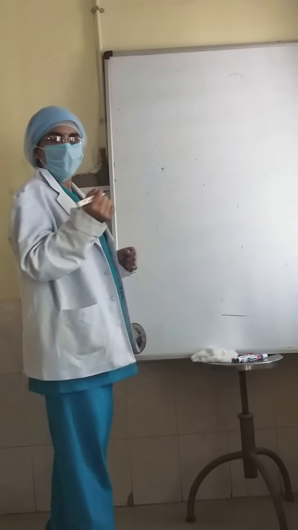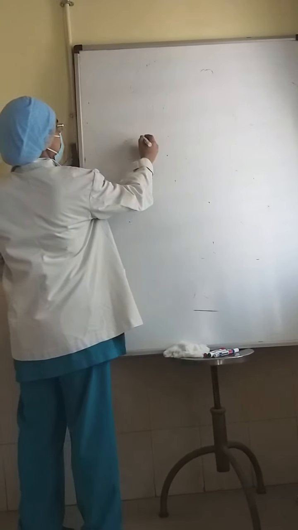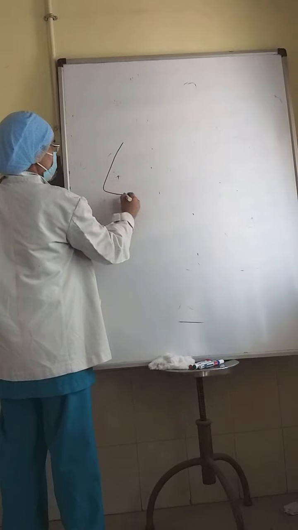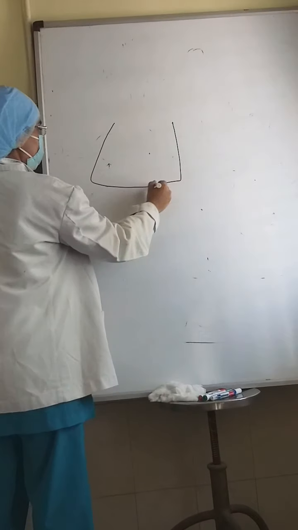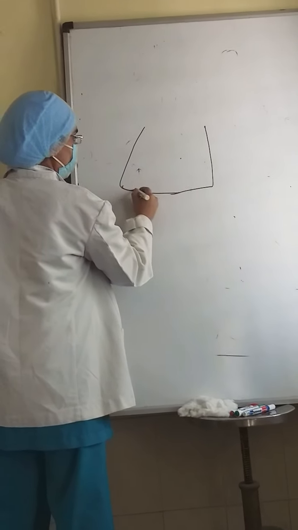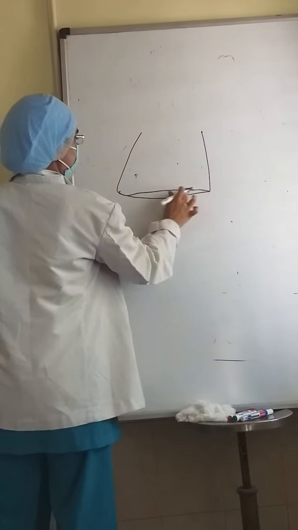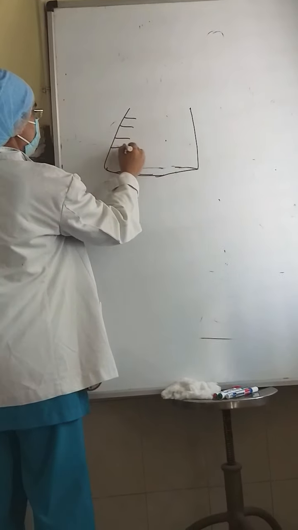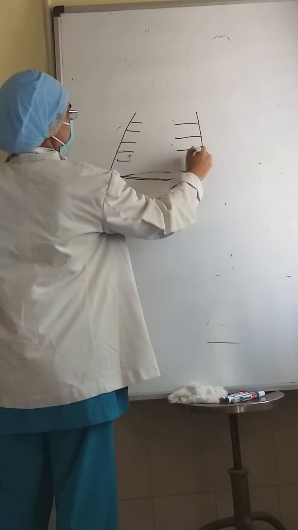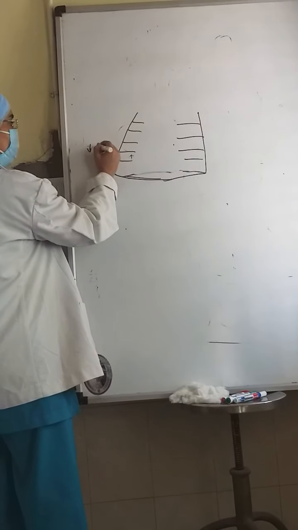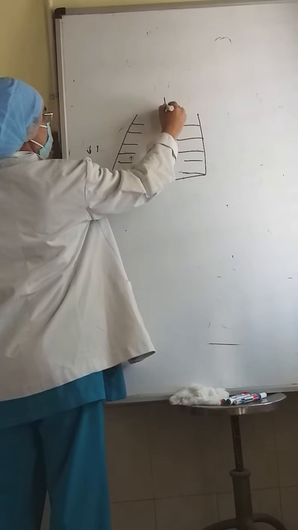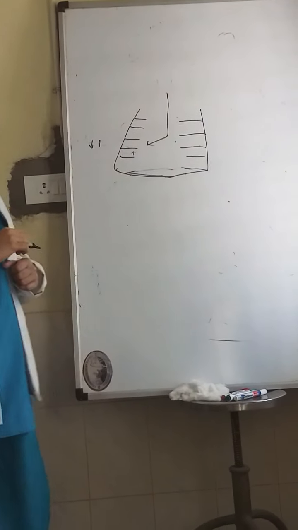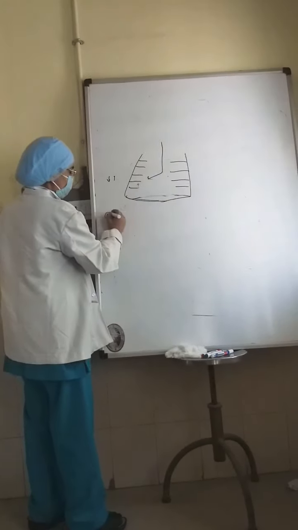So what happens in normal respiration? There will be contraction of your diaphragm, and there is contraction of the intercostal muscles, which generates negative intrapleural pressure, and air enters in. This is normal ventilation.